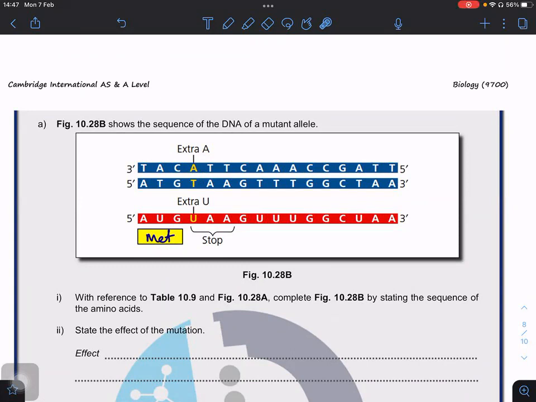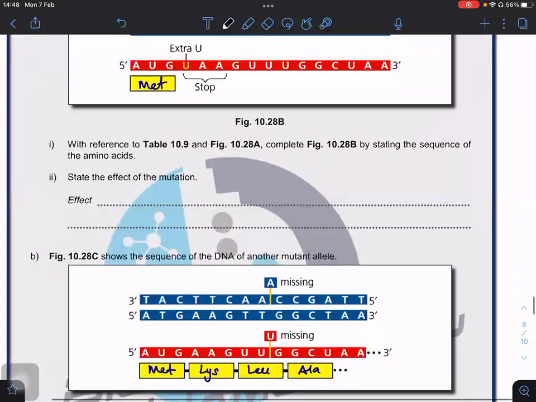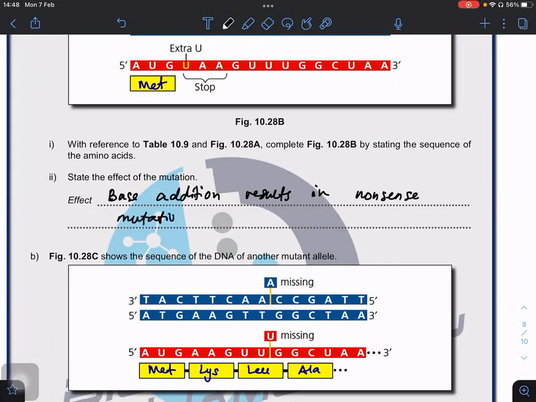The polypeptide synthesis, or translation, stops prematurely. So this kind again is a nonsense mutation. So we see that this is base additions, which result in a nonsense mutation.